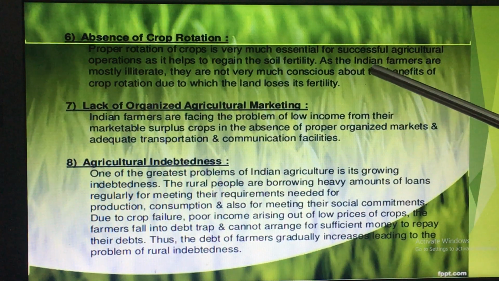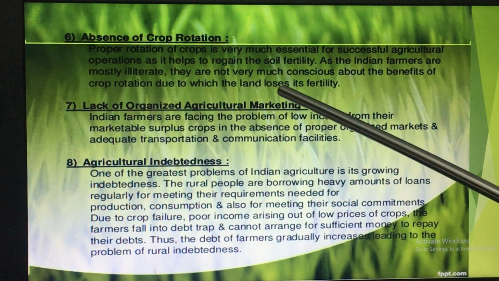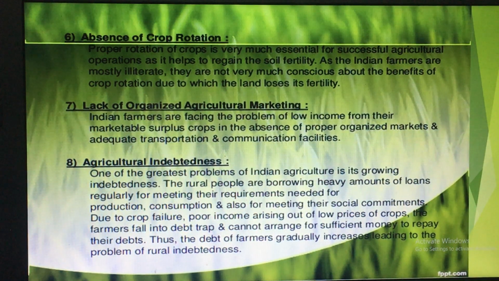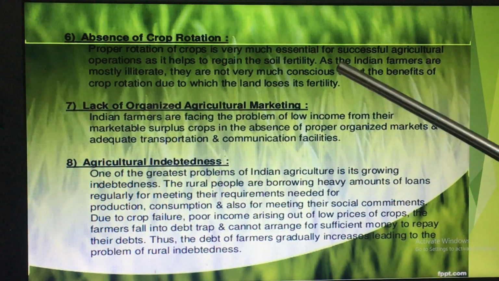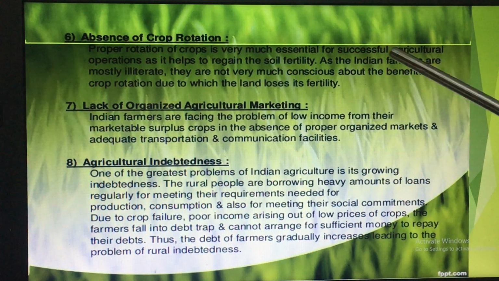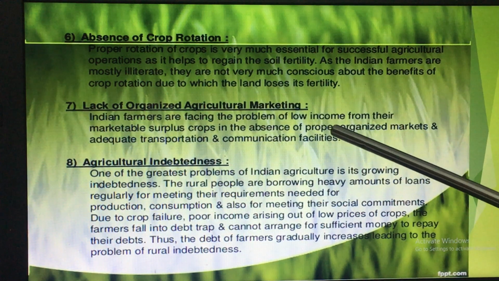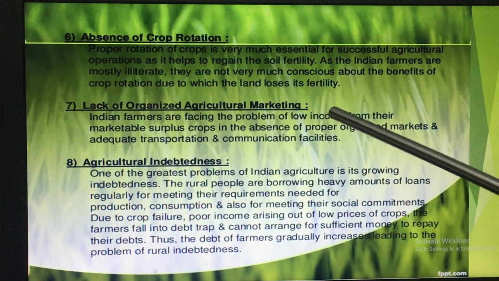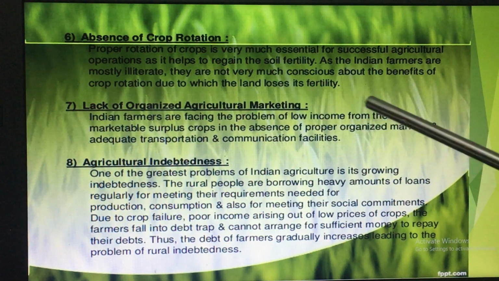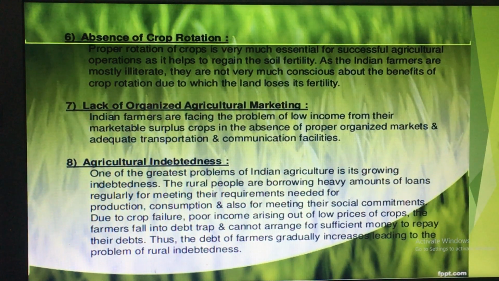As the farmers are mostly illiterate, they are not very conscious about the benefit of crop rotation, due to which the land loses its fertility. Continuous production of cereals on the same plot of land reduces the fertility of the soil, which may be restored if other crops like pulses, vegetables, etc.